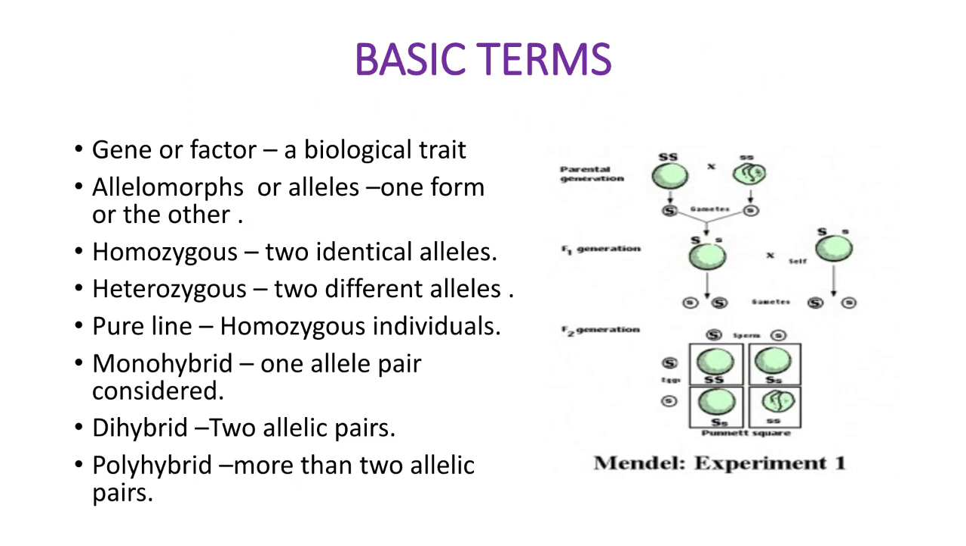Monohybrid, dihybrid and polyhybrid. Monohybrid means when one allele pair is considered for experiments, as Mendel has done, like tall and dwarf, color of flower, etc. If we take two allele pairs in experiments, then that is known as dihybrid. And if we take more than two allelic pairs for our experiments, then we call them polyhybrid.